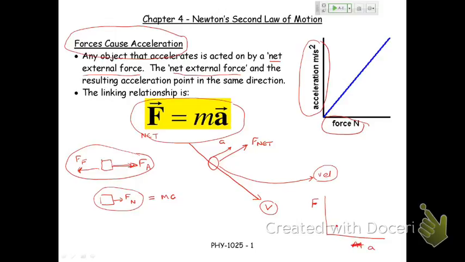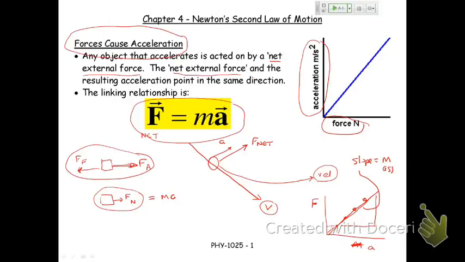If I have a certain force, I have a certain acceleration. If I double the force, I double the acceleration. If I triple the force, I triple the acceleration. If I quadruple the force, I quadruple the acceleration. That's a nice straight line that goes through the origin and goes on. Whenever in science you see a straight line, you ask yourself, what does the slope mean? And for this graph, the slope is equal to m, the mass. The slope is equal to the mass.